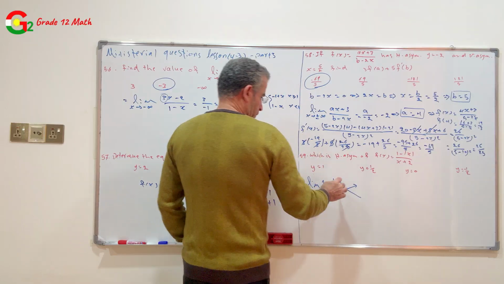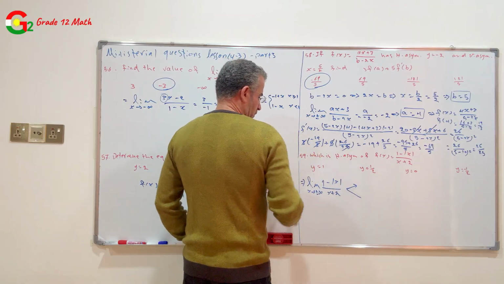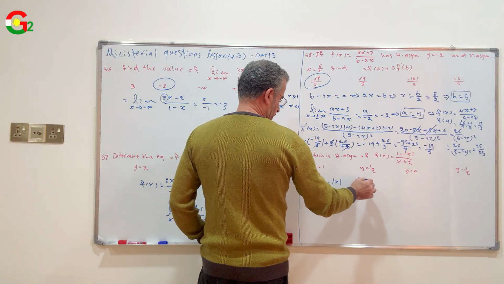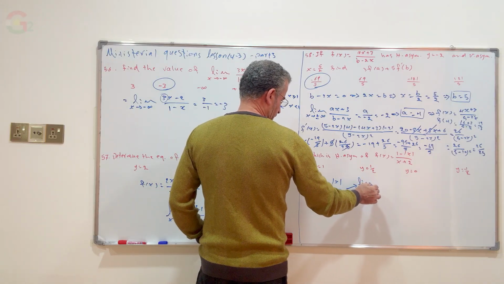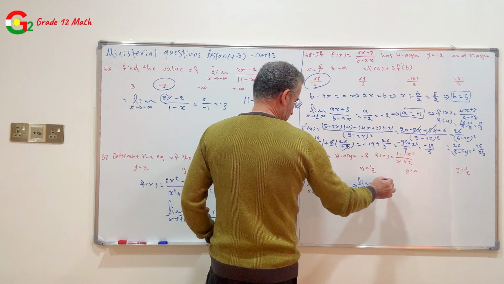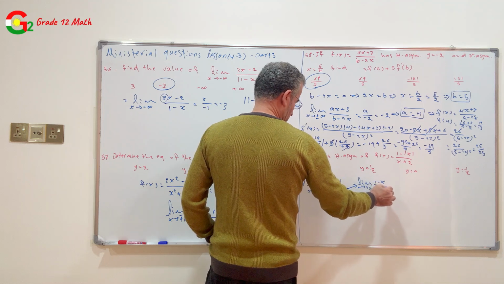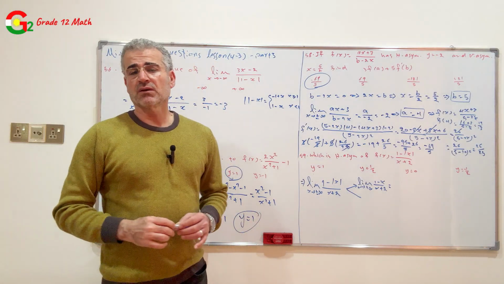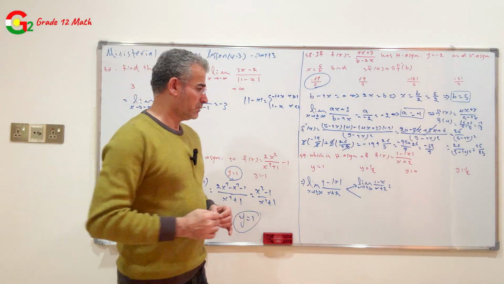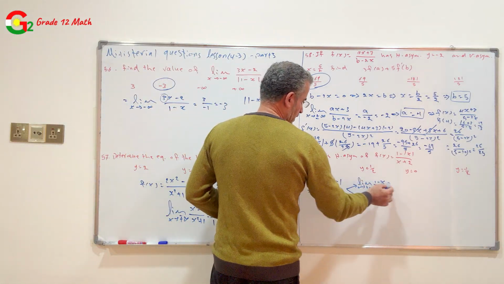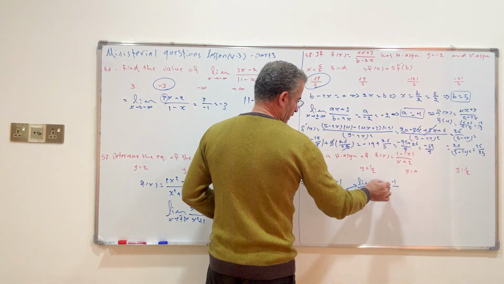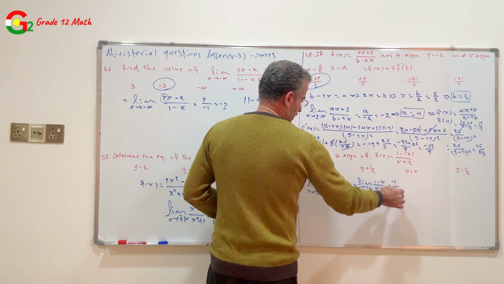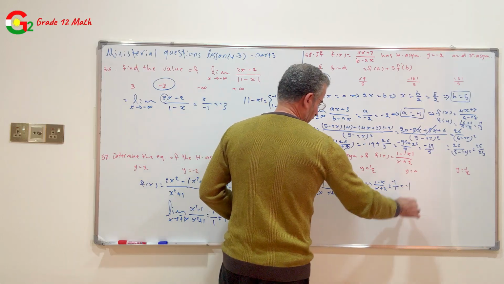Now, when x approaches positive infinity, the absolute value of x equals x, then the limit as x approaches positive infinity will be (1 - x) over (x + 2). Since the degree of the numerator and denominator are equal, the answer is the coefficient of the leading term in the numerator over the coefficient of the leading term in the denominator, which equals -1.